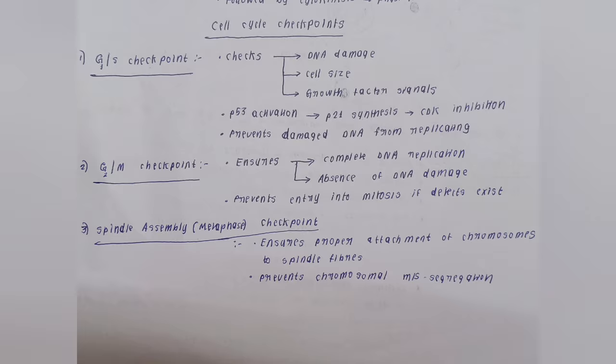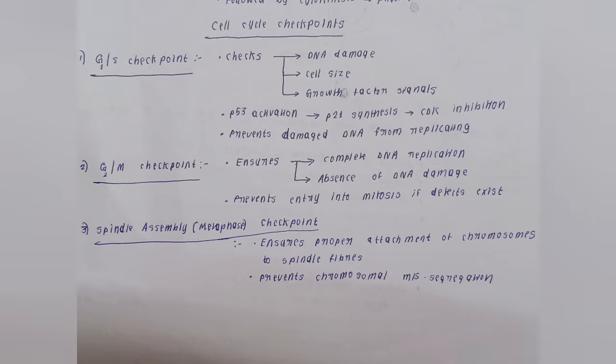So coming to the G1S checkpoint, it basically checks the DNA damage, cell size and growth factor signals. Okay, and it activates P53, which you would have heard called the Guardian of the genome. P53 is a separate big topic, you need a separate video for it. Here I have just explained the basics. So P53 activation happens, and P53 basically activates P21, and that does the CDK inhibition.